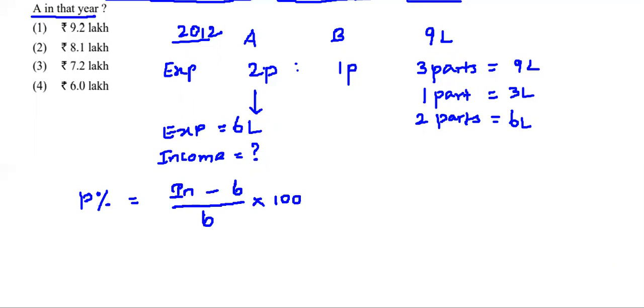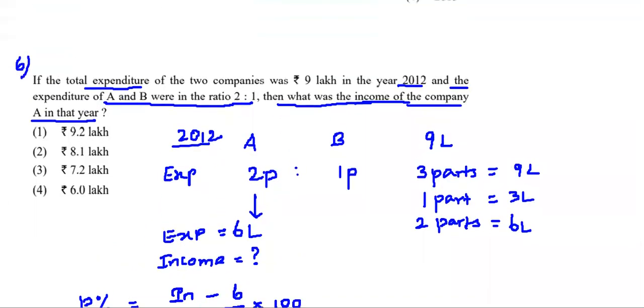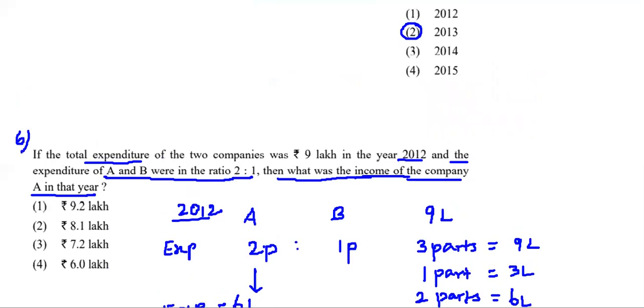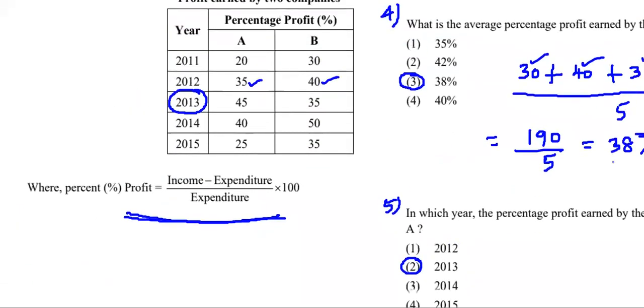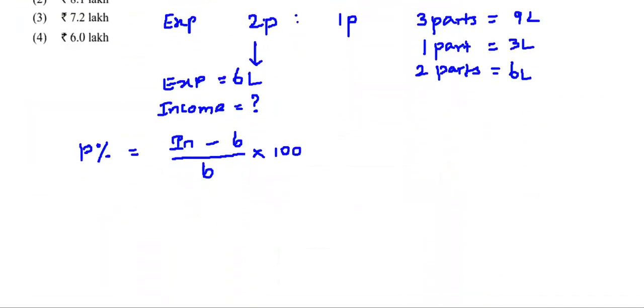This is once again available in the question tabular column itself. Is it or not? Go to the tabular column. And which year is it? It is 2012. Let's go to the question. 2012, let's just see A's profit. 2012 A's profit is given to be 35%. So this is also readily available here. And let's just make use of that value also here. So this would be nothing but is equal to 35.